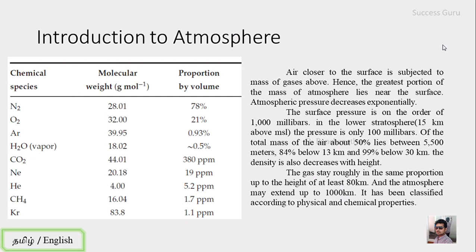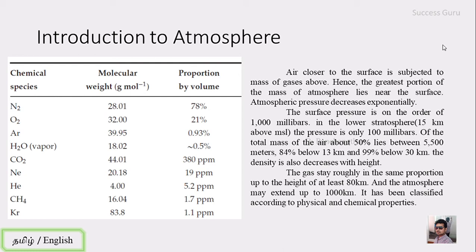And the density also decreases if you go higher, right? And the gases stay roughly in the same proportion up to a height of at least 80 kilometers. That is what we had mentioned on the left side, right? So the ratio in the table will be the same up to 80 kilometers from the surface. And the atmosphere may extend up to 1000 kilometers.